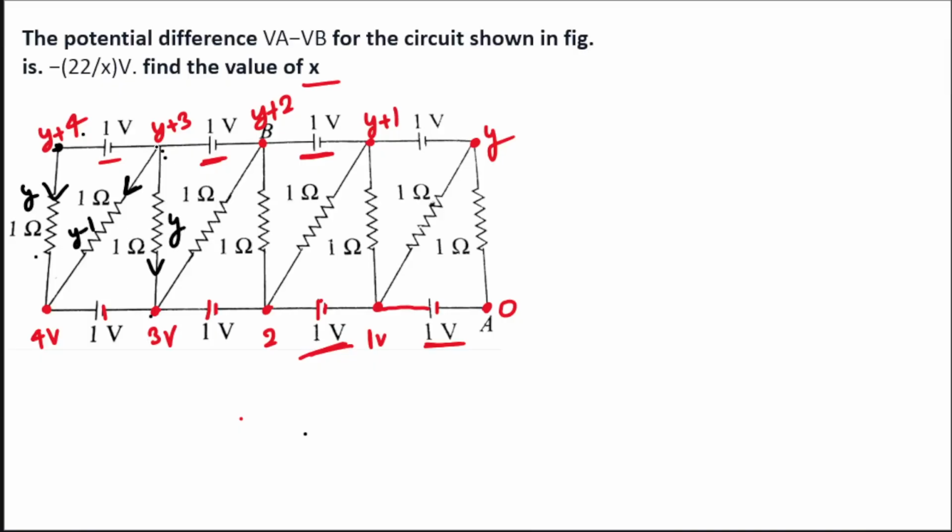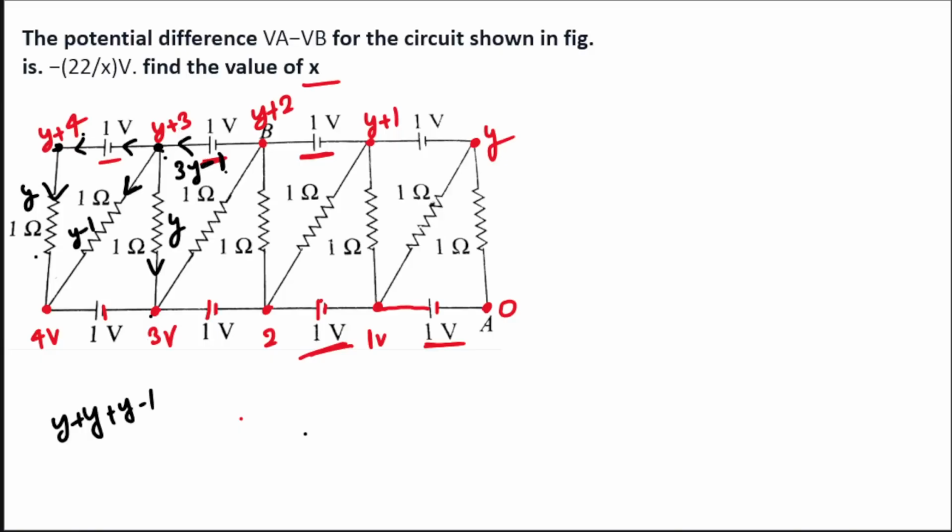Now if you talk about this node, how much current is going out from this node? Here the current going out is y, and here the current going out is y minus 1, and here it is y. So the total current going out of this node is y plus y minus 1 plus y, that is 3y minus 1. So 3y minus 1 current must be coming to this node. So here this current will be 3y minus 1.